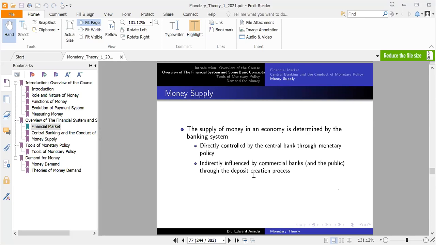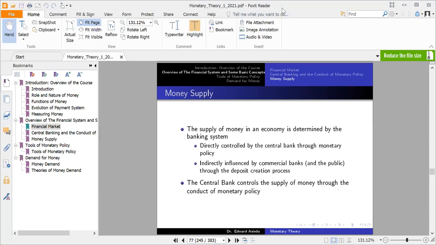If I deposit 100 Ghana cedis, the bank can loan out some amount, say 80% or 90% of my money. The person who gets the money can create more money from that money. So directly, the money supply is controlled by the central bank. Indirectly, through the deposit creation process by commercial banks and also the public. But the public has to put money into the financial system. The central bank controls the supply of money through what we are referring to as the conduct of monetary policy. They conduct monetary policy to control money supply.